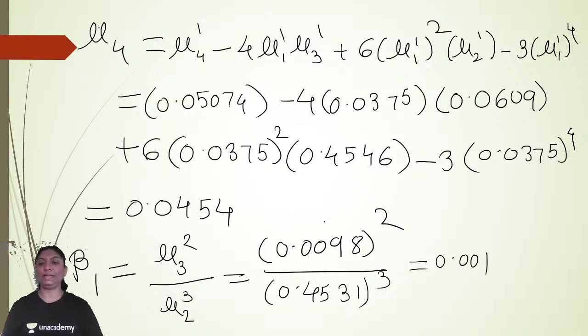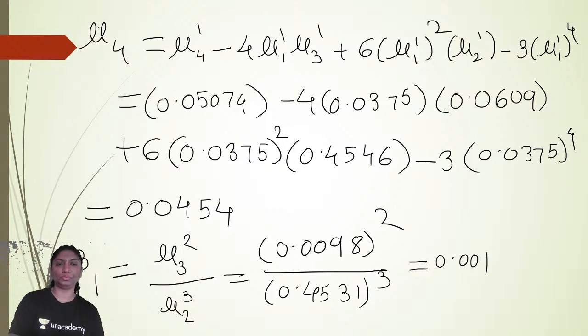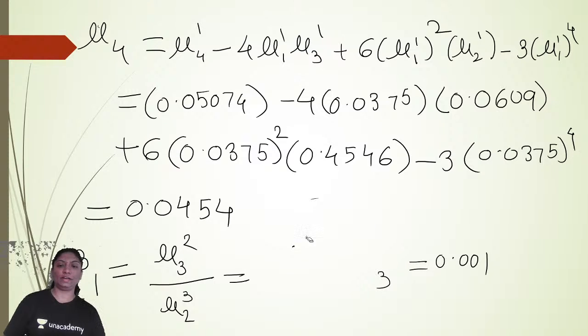So what is our beta 2? You can calculate beta 2 here. Beta 2 is equal to, I am directly writing here the value 0.001. Value of beta 1 is here 0.001. You can do the calculation by putting the values.